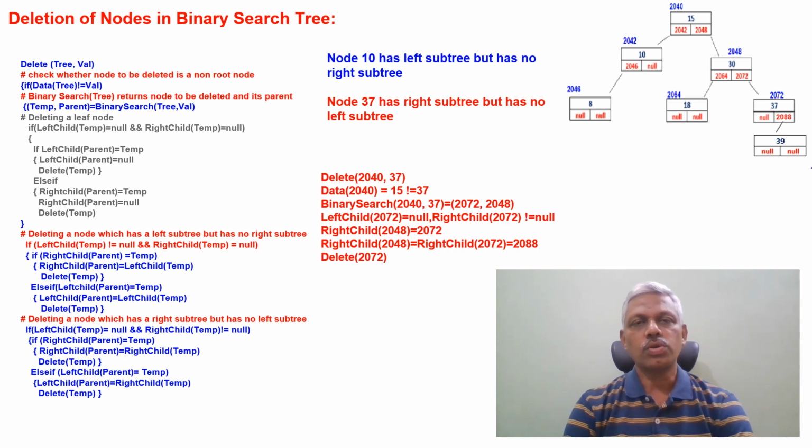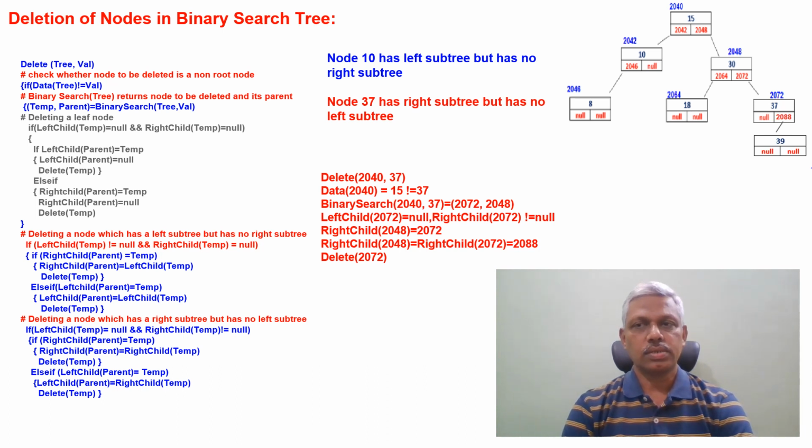That is, the node to be deleted is not the root node. Then immediately a binary search is performed to locate the node consisting of the value 37. That algorithm returns two values: temp and parent. Temp is the node where the value is present, and parent is the parent of that node.